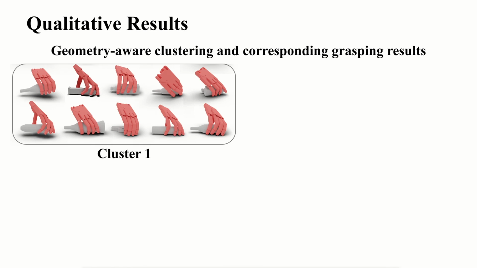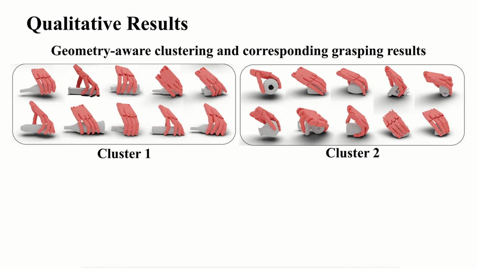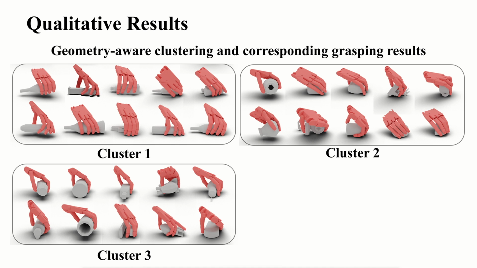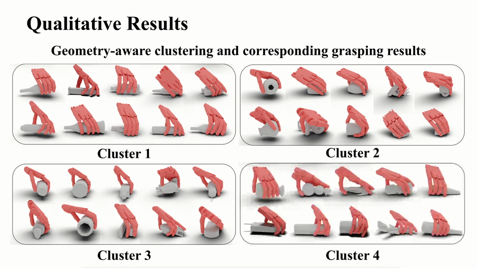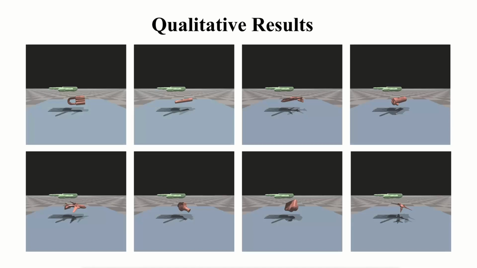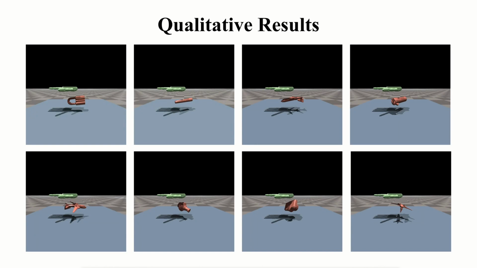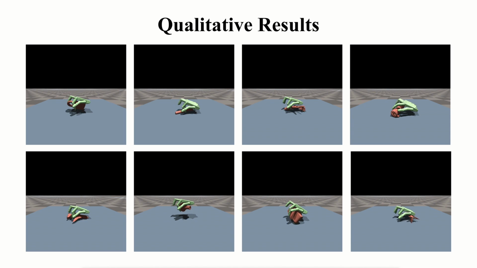Here we show some results of our geometry-aware clustering and corresponding grasping results. Thanks to the learned features from the vision backbone, our method can cluster the task space based on the object geometry, pose, and the corresponding grasping strategy of the policy. And we thus have similar grasping strategies in the same cluster. And here we show some grasping processes of different objects with different poses.